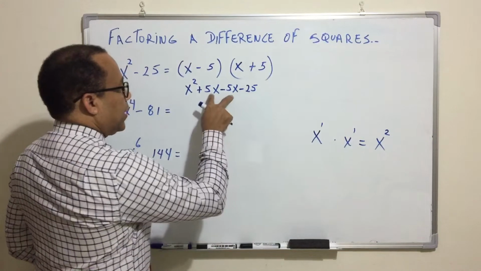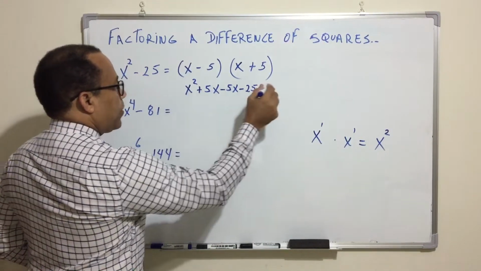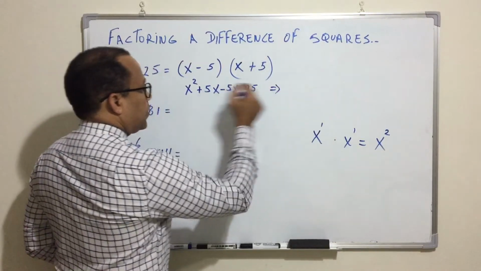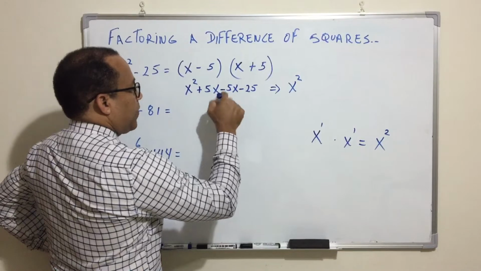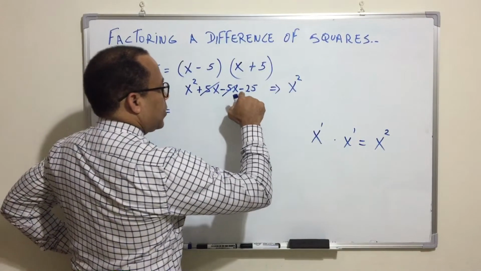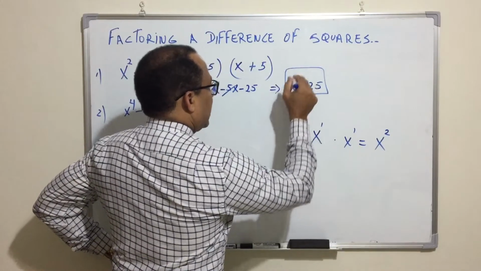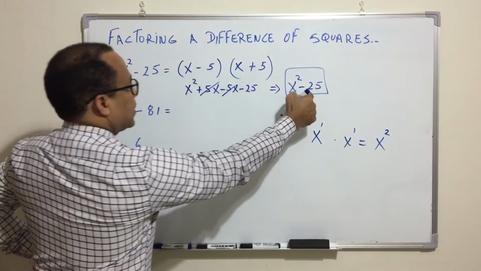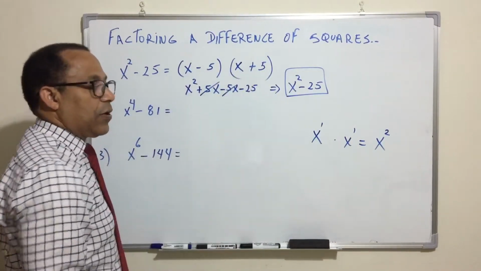Like terms, these two. Bring down the x to the second power. Here will be the answer: x to the second power. 5x minus 5x cancels out. And then just bring down the negative 25. And here we are. We got the same result. It means that this factoring is correct.